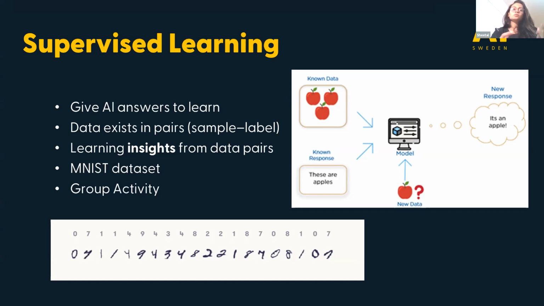And we will do a group activity on supervised learning. We will work with a data set called the MNIST dataset, which is a handwritten digits dataset. So you have digits from 0 to 9. All the handwritten images are grouped together to create a dataset, and then you are supposed to classify these images into all the 10 classes. We'll work more on this in the group activity.